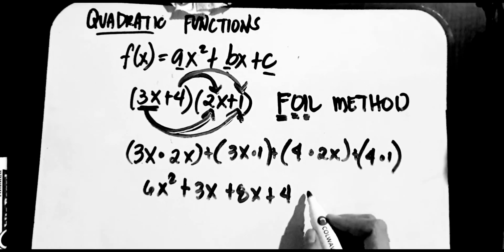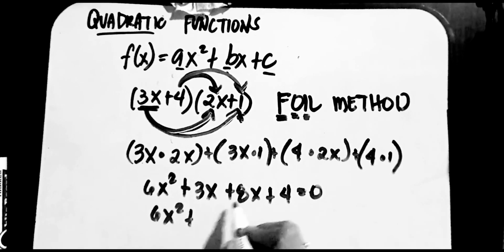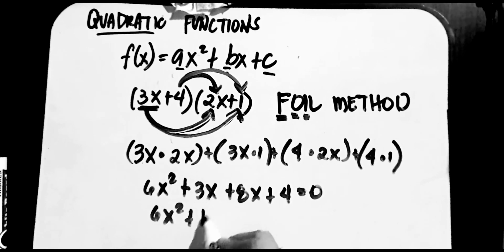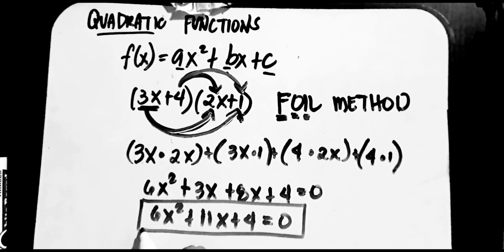Okay? Equal natin sa 0 kasi dapat talaga in-equate lahat yan sa 0. Okay? So, we have 6x squared plus 8 plus 3 is 11. Kopyahin lang natin yan. X plus 4 is equal to 0. So, that is your quadratic equations.